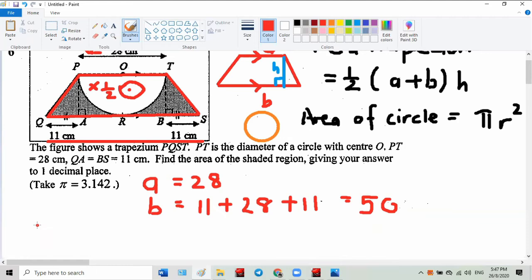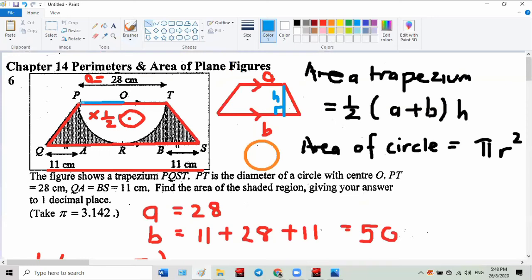So first, what is the area of the trapezium? What's the formula? Half times what number? 28 plus 50, then times the height, right? I'm sure you can see the height. Can we see the height? Anybody can tell me the height?